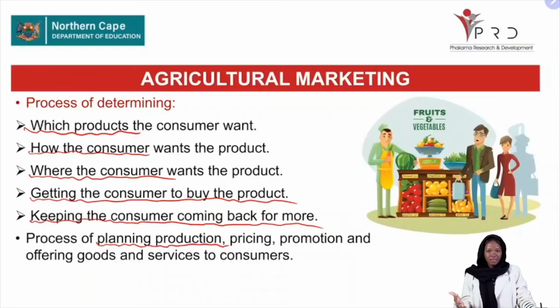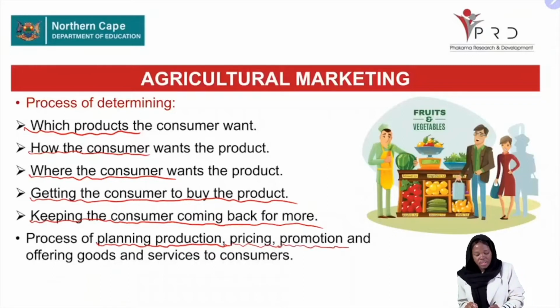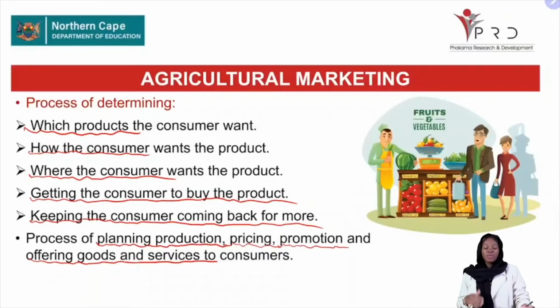Meaning we are planning, we are producing. We are also pricing. We are determining the price of a product. It also involves promotion, offering goods and services to consumers. We need to offer goods and services to consumers. Meaning when we are referring to goods and services, we are referring to products. We are offering these products to consumers.